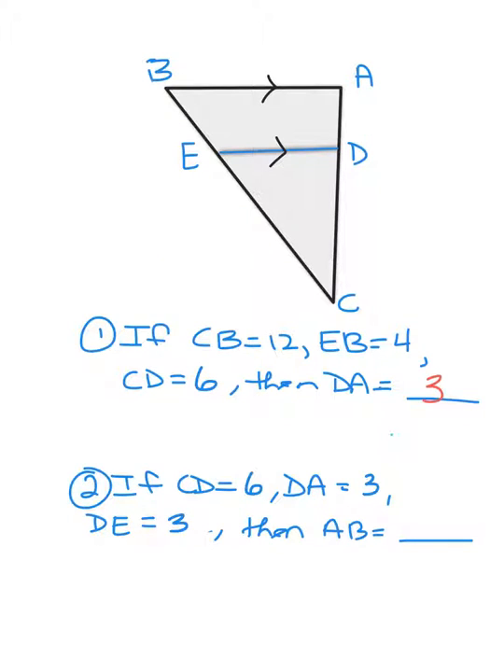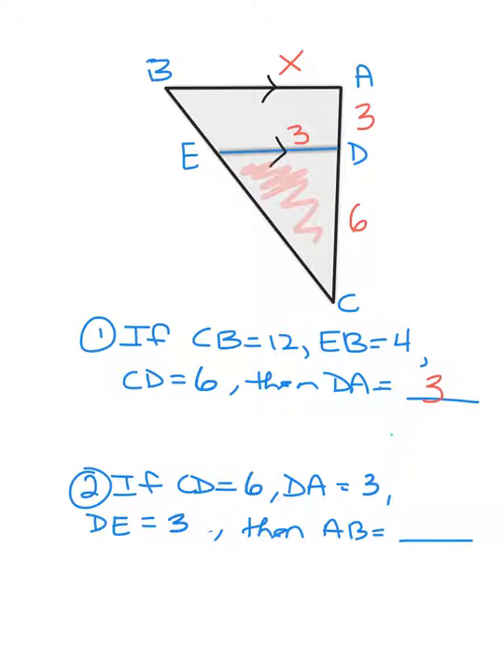In number 2, it says that CD is 6, so I'm going to mark that, and DA is 3, and we know DE is also 3. We're trying to find AB. Now this one's a little different. This is where you have to pay attention. We have a smaller triangle, here's our small triangle, as opposed to our large triangle. So we kind of have to keep that in mind.